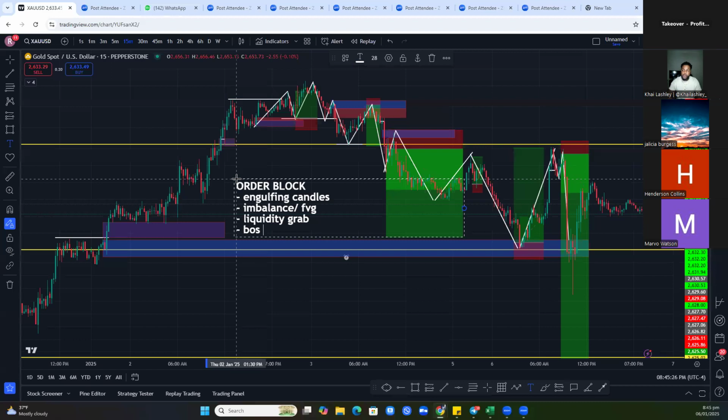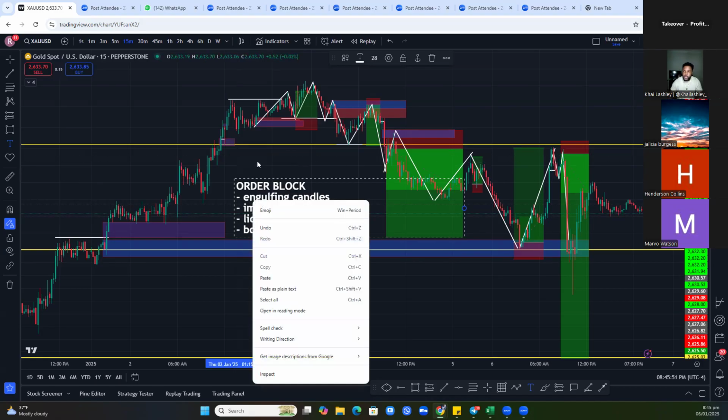That area is strong. It's very unlikely that price is going to trade through it with those confirmations. Very unlikely. It's not impossible, but it's unlikely. And more often than not, you're going to come out with a win.